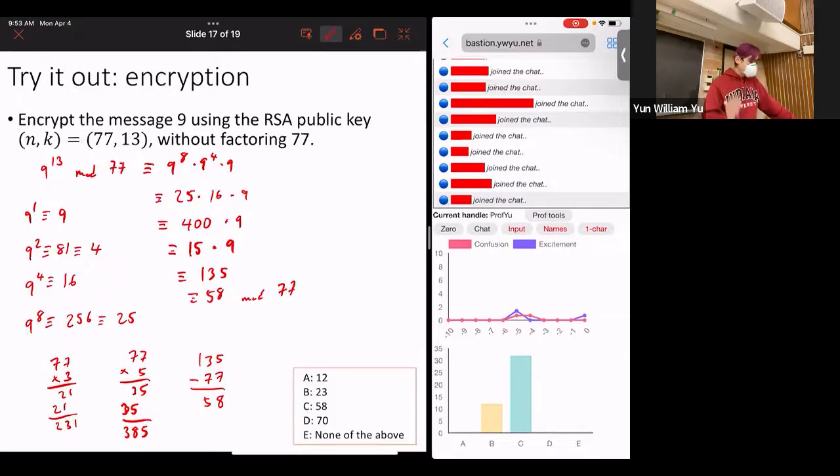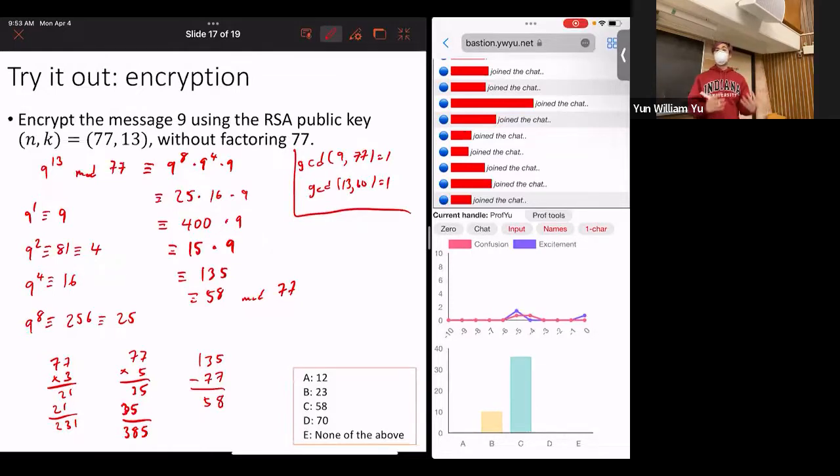One other thing you want to be careful about when you're encrypting messages is you do want to check that the GCD of 9 and 77 is equal to 1, and that the GCD of 13 and 60 is equal to 1. If you don't have those, then you can still encrypt, but you might not necessarily be able to decrypt. So those are still things you should check, because like we've said, you really should be checking your conditions whenever you're doing stuff. But yeah, so the answer here is C, 58.